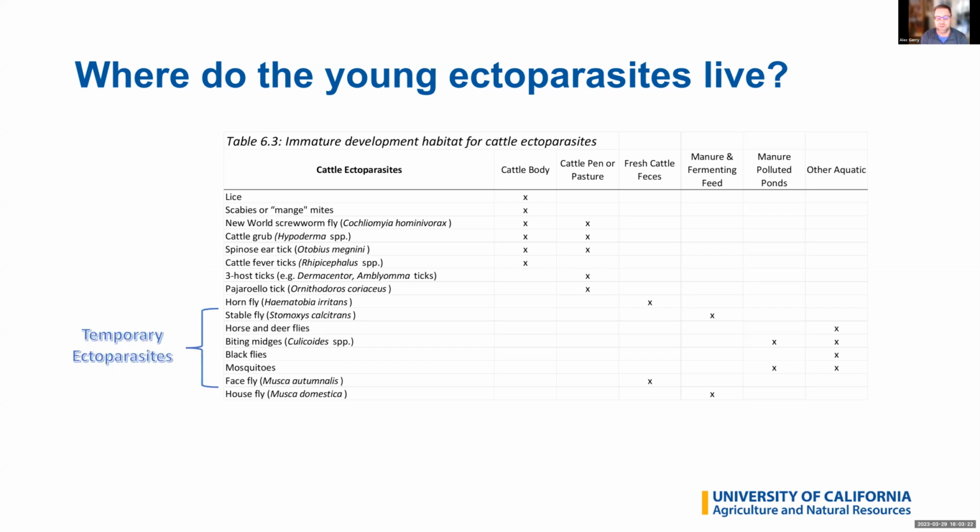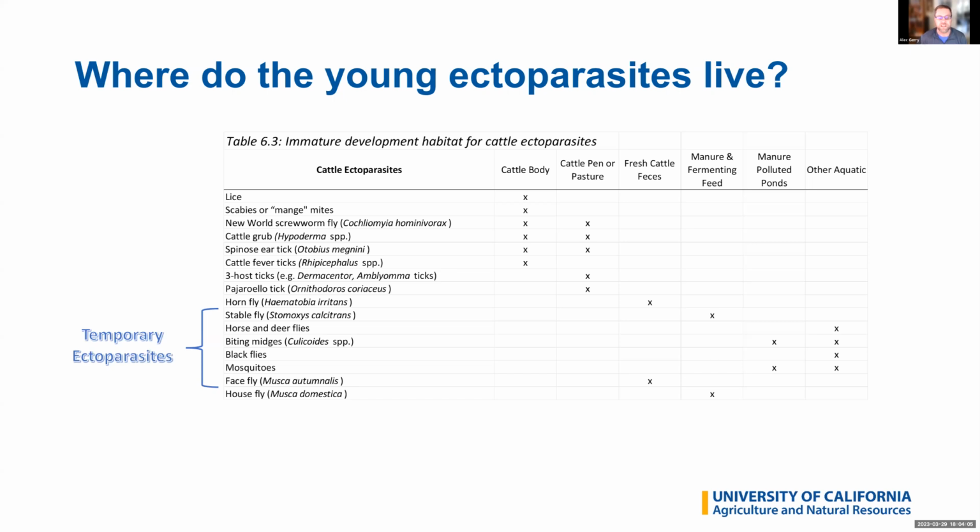And then the last group are temporary ectoparasites. These are primarily the flies, mostly the blood-feeding flies. And most of these flies are developing and spending most of their immature stage, in fact, all of their immature stage, not associated with cattle, but actually off the cattle, either in manure or other decaying organic material, in the case of stable flies, for example, or even in aquatic sites. Mosquitoes and black flies, for example, develop in ponds and streams, so not associated with cattle or cattle facilities or operations at all, even though the adult would be blood feeding and would be perhaps feeding on cattle.